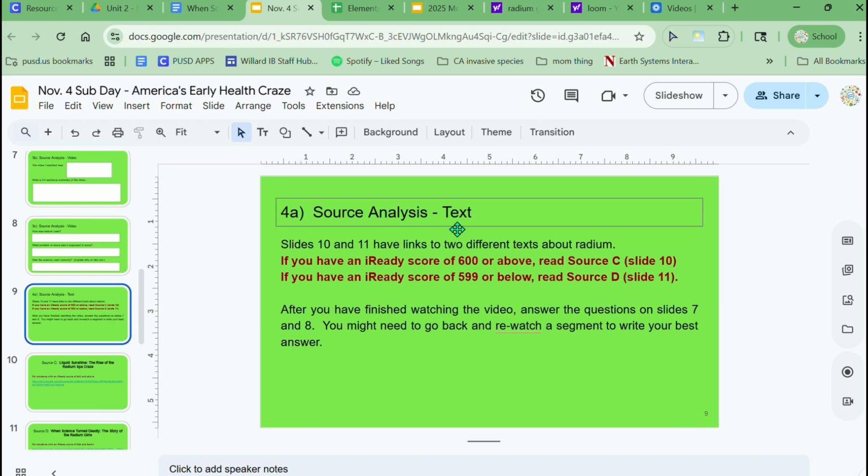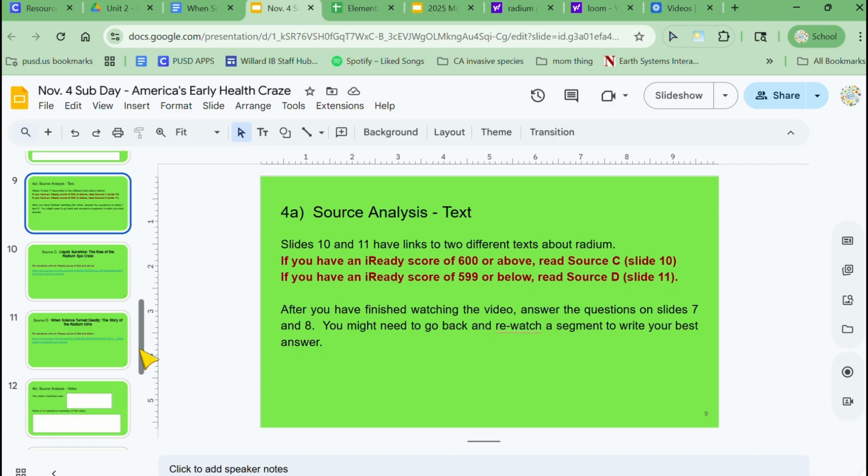Then, after you watch the video, you're going to read a text. Slides 10 and 11 have links to two different texts. If you have an iReady score of 600 or above, you're going to read source C on slide 10. If 599 or below, read source D on slide 11, and then again, there's going to be some questions where you're going to be thinking about that passage.